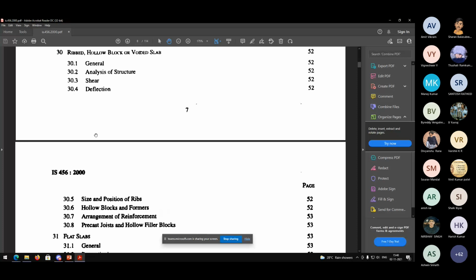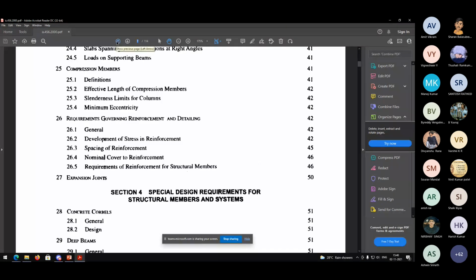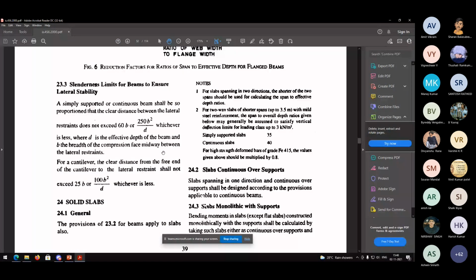Scorbels, I go to page number 46. What is number 51? What page number is this? 38. Okay, so these things I think you'll know.